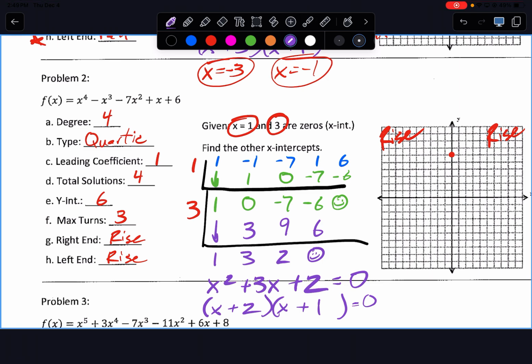For these ones, since they give us the solutions, can we put those on our graph right away? Absolutely, the given ones. So we should have 4 dots on our x-axis because we have 4 solutions. Then we know that both end behaviors are rise, rise. So it goes down and through, up and through our y-intercept, down and through, up and through.